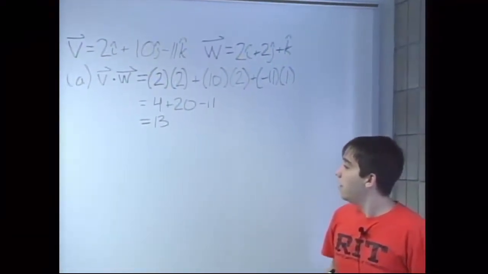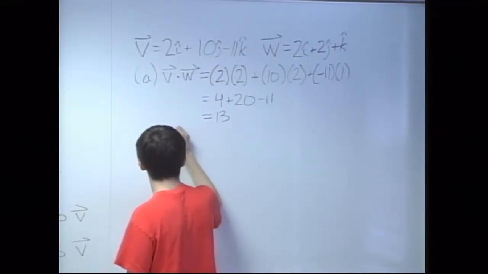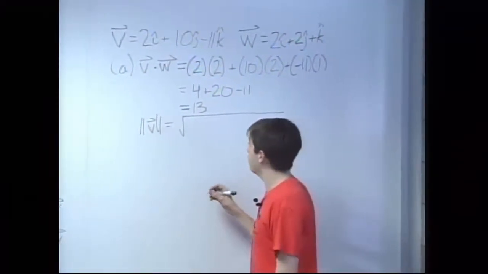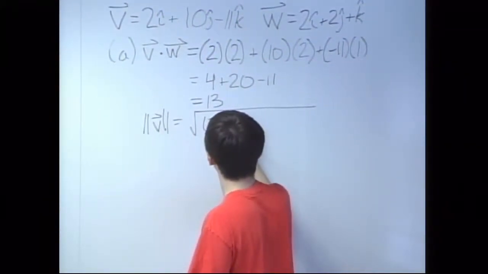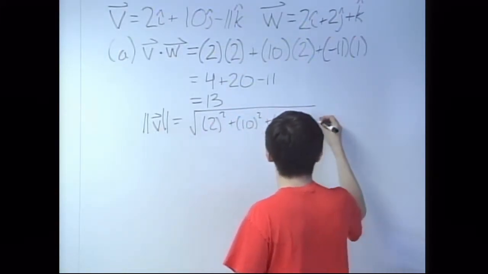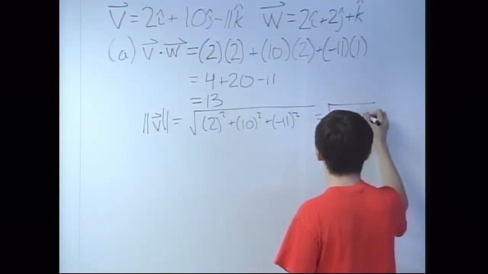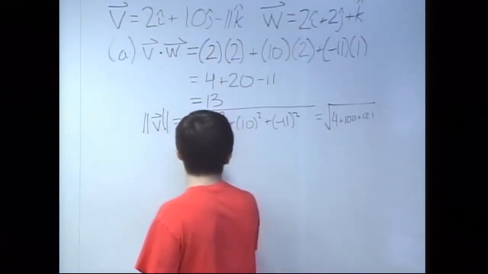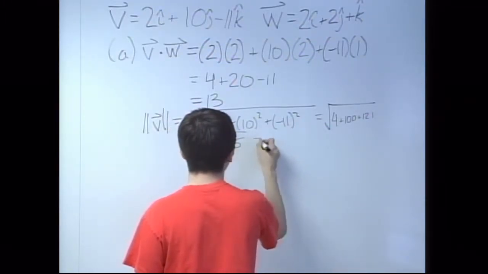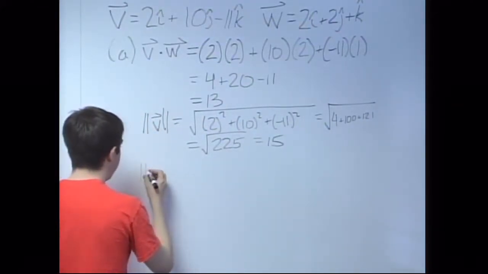Okay. As for the magnitude of v, take the square root of each component of vector v squared. So 2 squared plus 10 squared plus negative 11 squared, which is equal to the square root of 4 plus 100 plus 121, which is equal to the square root of 225, which works out nicely to 15.